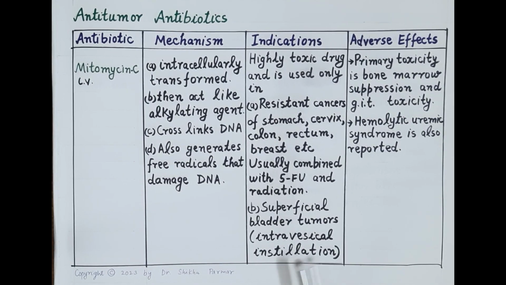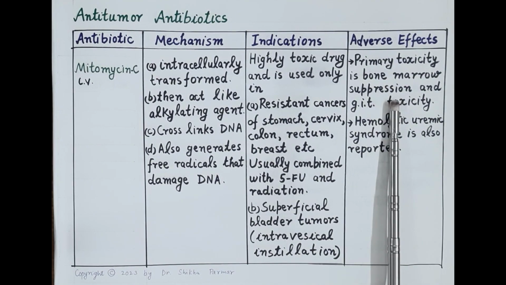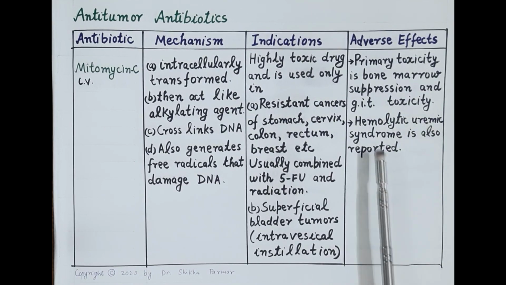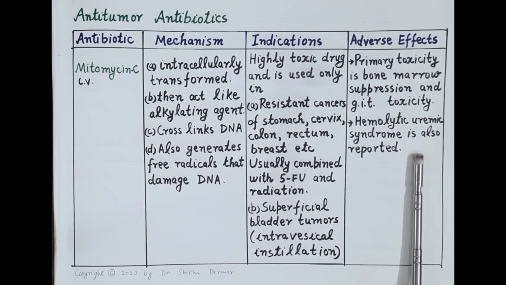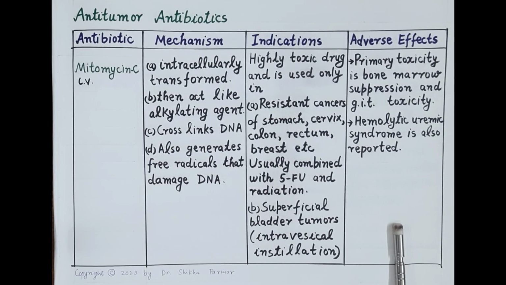Now, the primary toxicity of mitomycin C is the bone marrow suppression and gastrointestinal tract toxicity. It can also cause hemolytic uremic syndrome, where small blood vessels in the kidney get damaged and also get inflamed. So this is the pharmacology of mitomycin C.